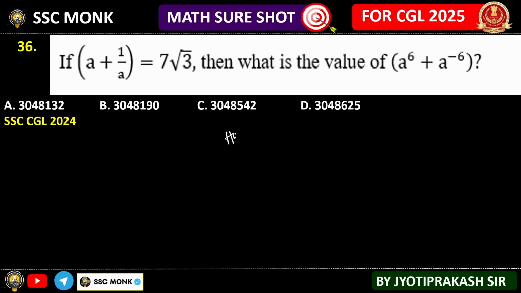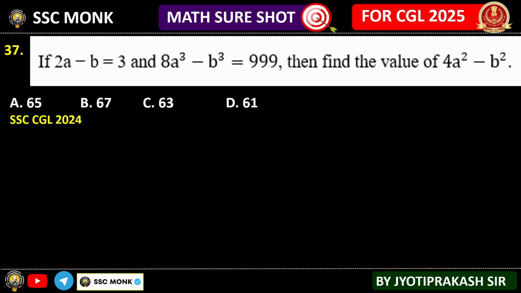Simple, just direct formula, so it is a homework. If 2a minus b is equal to 3, 8a cubed minus b cubed is equal to this much, what is the value of this? Now see, in this question, without solving it, I can do it. Say 4a square minus b square is equal to what? 2a plus b into 2a minus b.